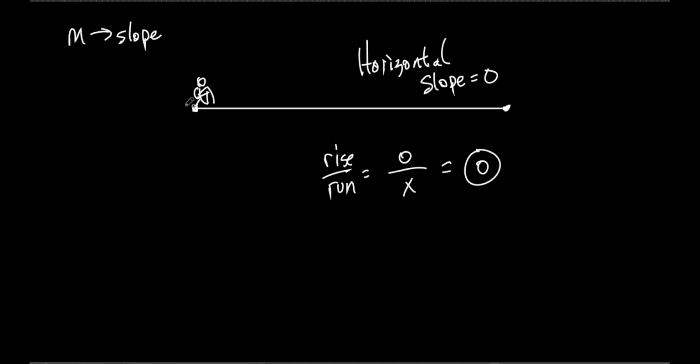Or you could think of it this way. It's rise over run. So a horizontal line, you don't rise at all. That's zero. But you could run or ski or whatever, any distance. And that's why I put the x here. 0 divided by anything is equal to 0. What's another kind of line we haven't talked about? A vertical line. Very good.